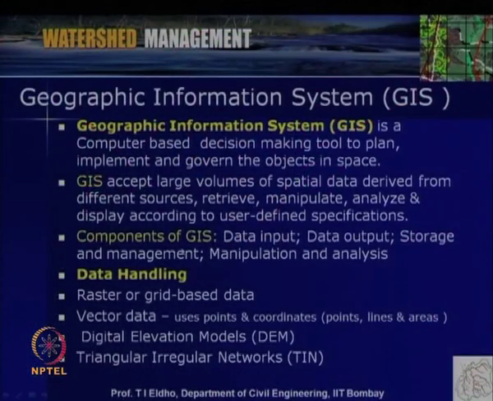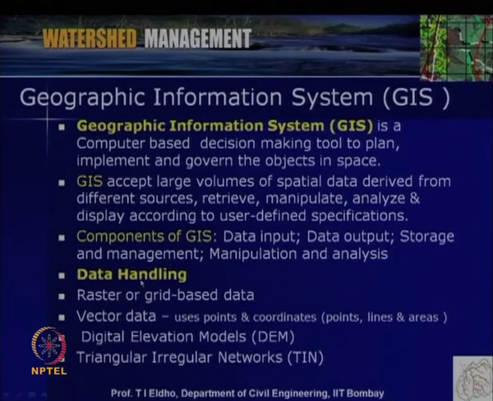So GIS accepts large volumes of spatial data, and we can convert it into user defined specifications. Some of the important components of GIS include data inputs, data outputs, storage and management, and of course manipulation and analysis. Actually GIS is software. Once we install it on a computer, we can give the data inputs and obtain the data output, the storage and management can be done within the computer, and the software does various manipulation and analysis, so that we can generate new maps or other things possible within the geographic information system. The main aspect is data handling.